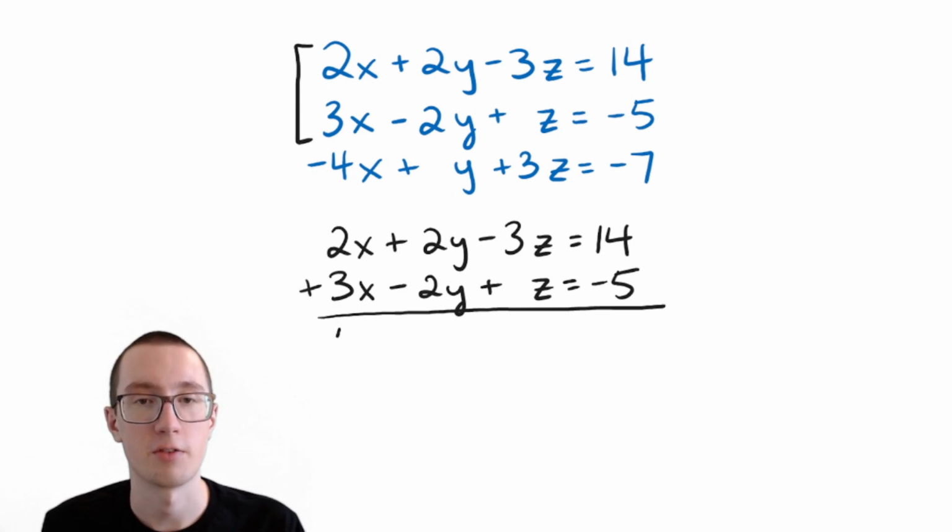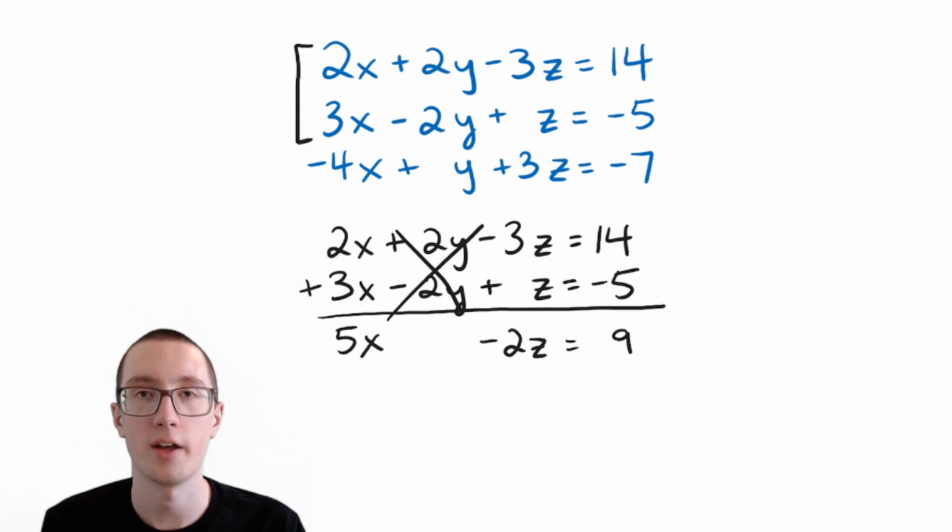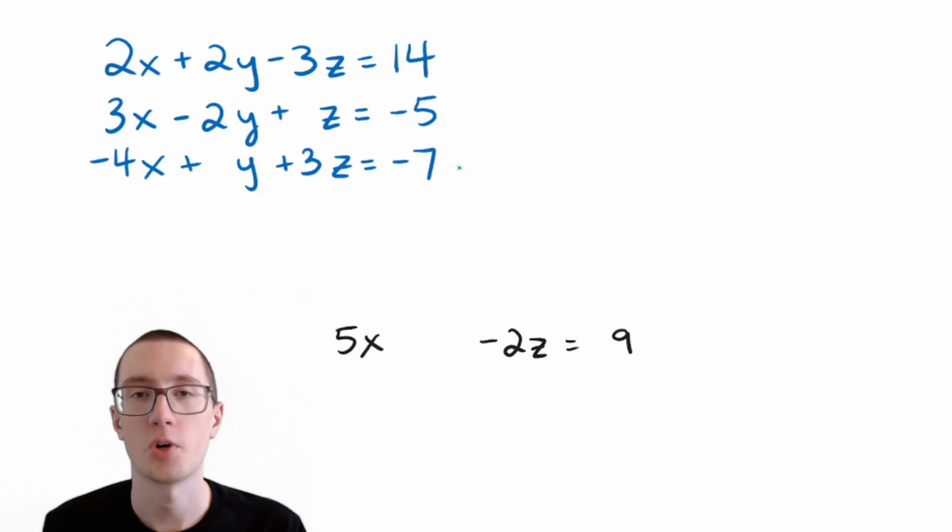2x plus 3x is 5x, plus 2y minus 2y, that just makes 0. They cancel out, so we'll go ahead and cross those out. And then minus 3z plus z. We lost 3 z's, but then we got 1 back, so we're still down 2 z's. And then 14 minus 5 is 9. So we now have ourselves one equation that doesn't have y in it. What I'm going to do is have the problem over here, and then over here, I'm just going to put some of the new equations that we come up with. So here I'm going to put 5x minus 2z equals 9.